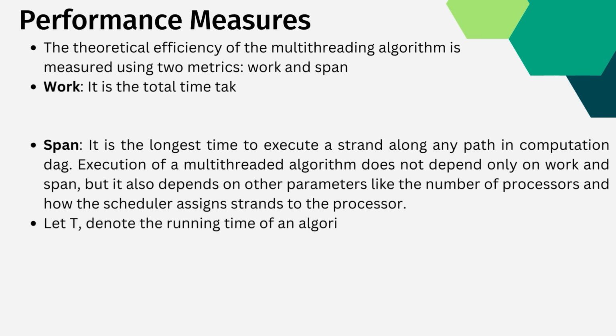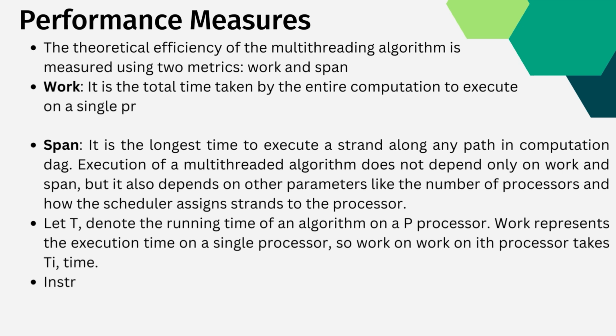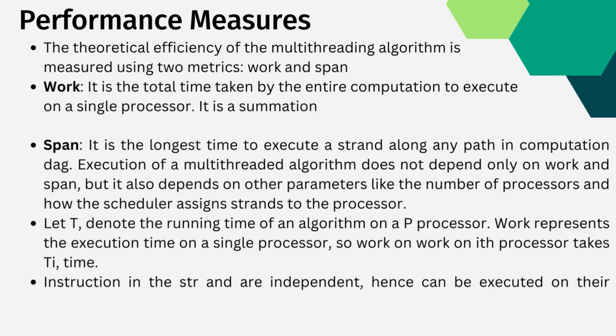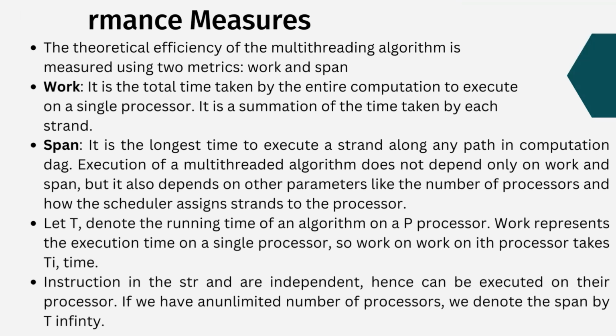Execution of a multi-threaded algorithm does not depend only on work and span, but it also depends on other parameters like the number of processors and how the scheduler assigns strands to the processor. Let T denote the running time of an algorithm on P processors. Work represents the execution time on a single processor, so work on one processor takes T1 time.